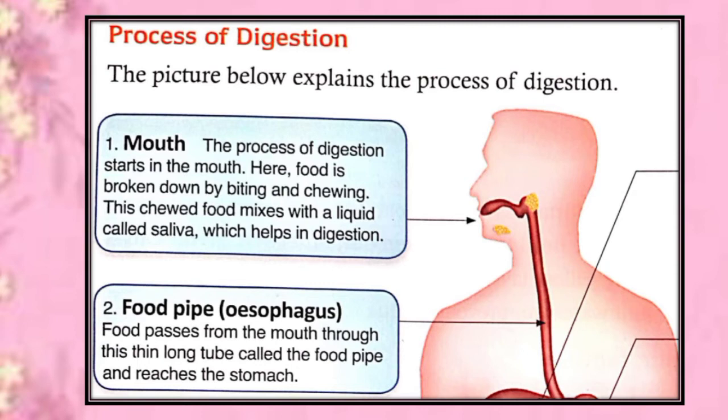Second organ of digestive system is food pipe. The esophagus is like a stretchy pipe that is about 10 inches, means 25 centimeters long. Food passes from the mouth through this thin tube called food pipe and reaches the stomach. It means it moves food from the back of your throat to your stomach.